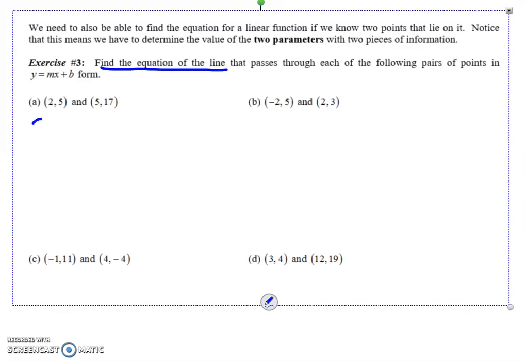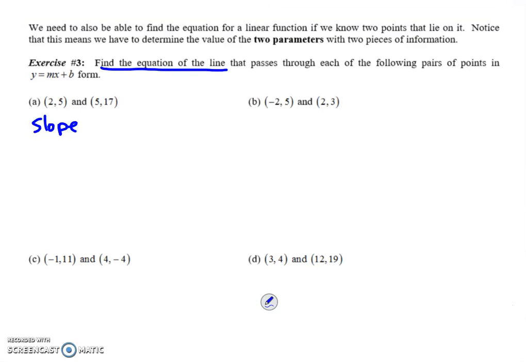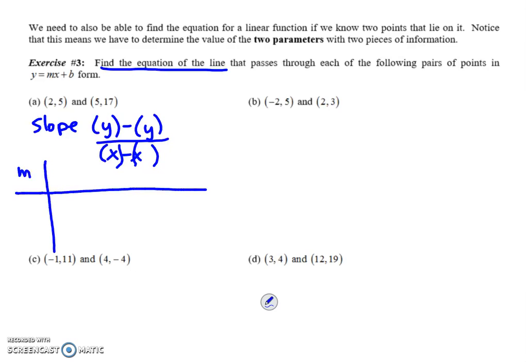So what we're going to do is find the slope, but we're going to find the slope using our formula: y minus y over x minus x. Let's rewrite that so that we know where to use parentheses. I personally like to do a chart. I like to know where my slope is, what my y-intercept is, and I sometimes need to use y equals mx plus b.